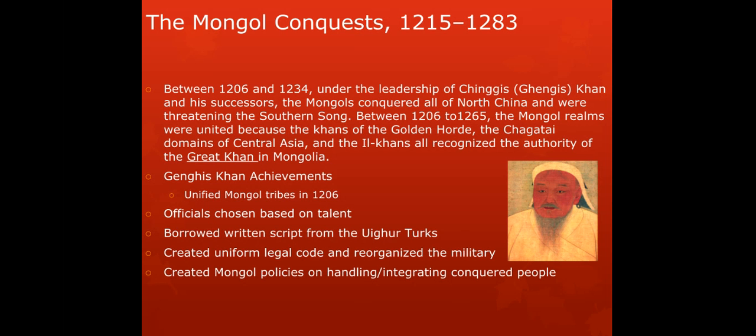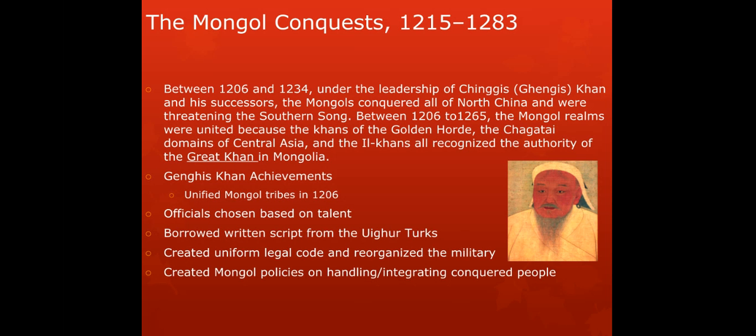Temujin, aka Genghis, would use an alliance with one group to attack another band. And he was chosen as a leader because he was the most qualified member of the family to lead the band. And between 1206 and 1265, the Mongol realms were united because the Khans of the Golden Horde, the Chagatai domains of Central Asia, and the Il Khan all recognized the authority of the Great Khan in Mongolia. And in this case, you have Genghis Khan.